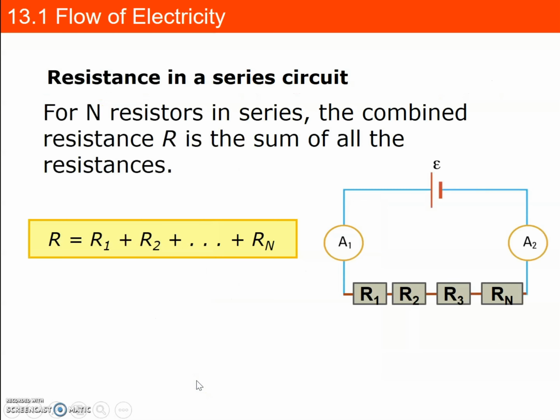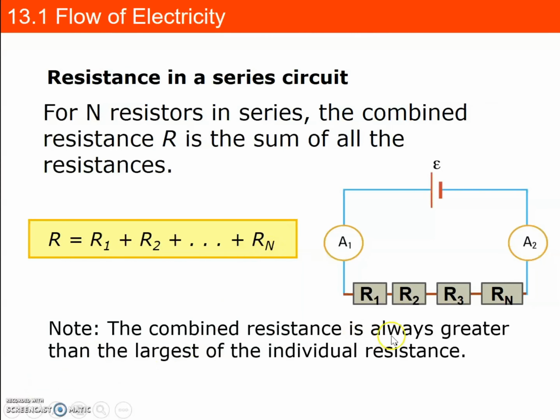Right, so how do we calculate the resistance in an electric circuit? First, we look at them in a series circuit. So if I have n resistors in series, then the combined resistance R of the circuit is just the sum of all the resistances. For example, if I have R1, R2, R3 up to Rn resistors connected in series, then my overall resistance R of this whole circuit is just adding up all the different resistances from R1 to R2 all the way to Rn.